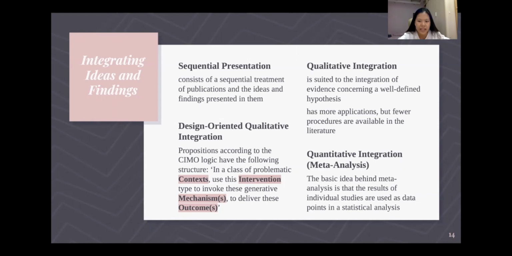And lastly, there is the quantitative integration, in which the basic idea is that the results of individual studies are used as data points in the statistical analysis.